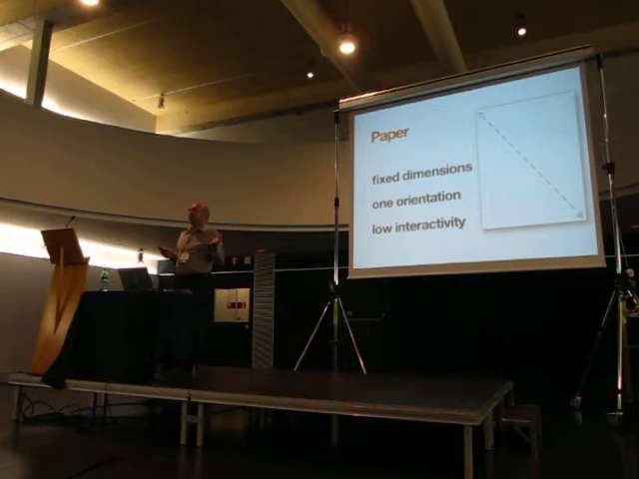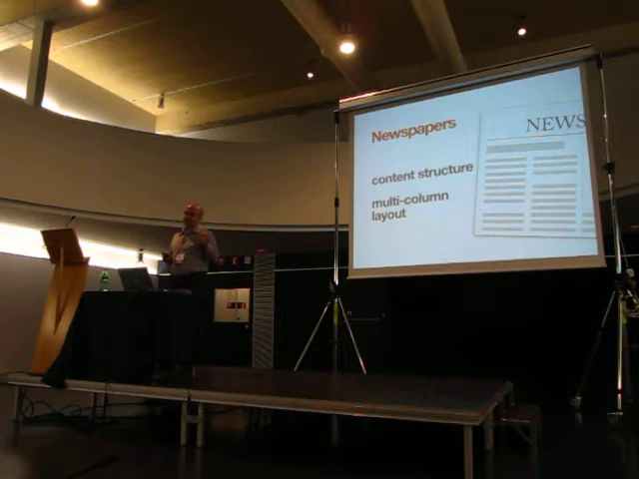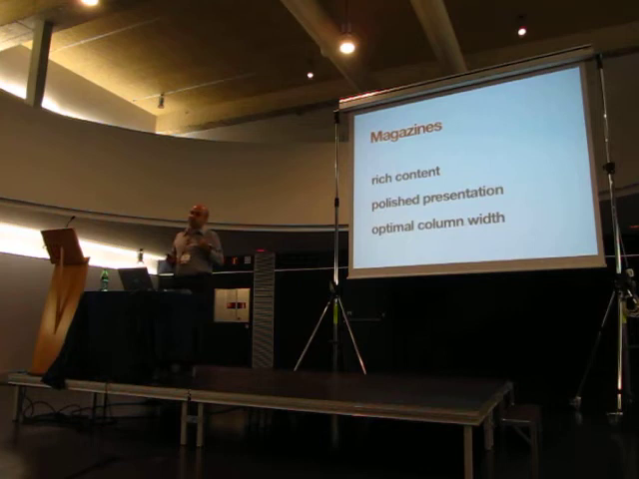For newspapers, usually the articles are created so that they can be read quickly, and as a layout technique, we are using mostly a multi-column layout. For magazines, we have beautiful content and illustrations, and they are printed on beautiful paper, and we have complex layouts that help guide the user and read content over the pages.